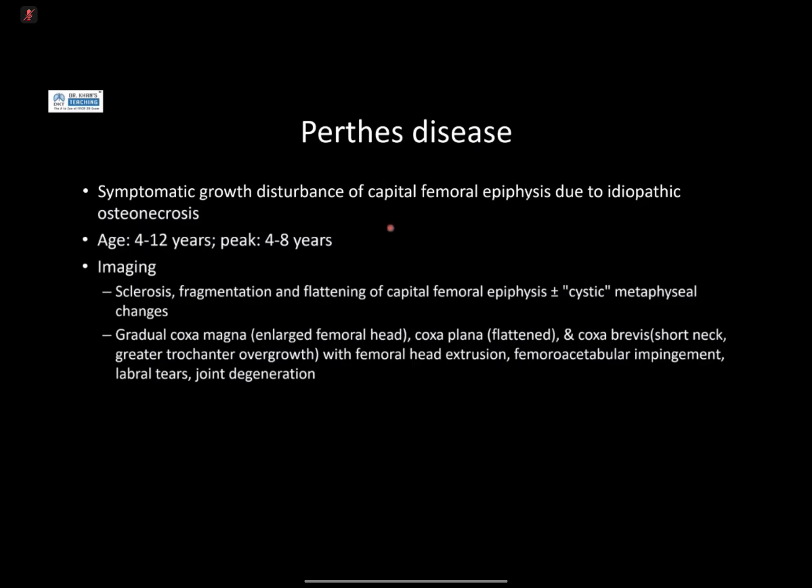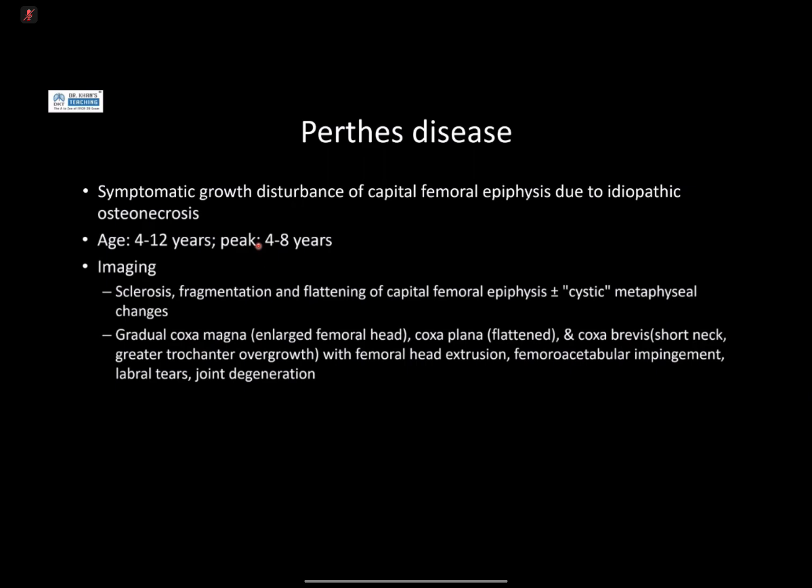So as I said earlier, this is Perthes disease, where you have flattening of the femoral epiphysis. On imaging you get sclerosis, fragmentation, flattening, and then these cystic metaphyseal changes. With time you get enlargement of the femoral head, flattening, and a very short neck, or coxa brevis. You can get femoral head extrusion, FAI, labral tears, everything consequent to that.